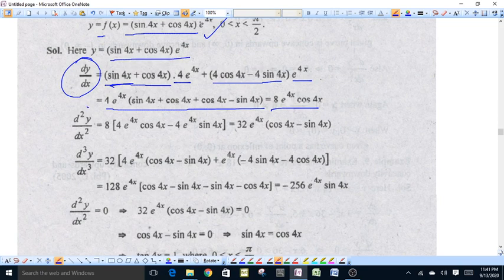Differentiating again with respect to x, we get d2y upon dx square is equal to 8 [4 e raised to power 4x into cos of 4x minus 4 e raised to power 4x sin of 4x]. After simplification we get 32 e raised to power 4x (cos 4x minus sin 4x).